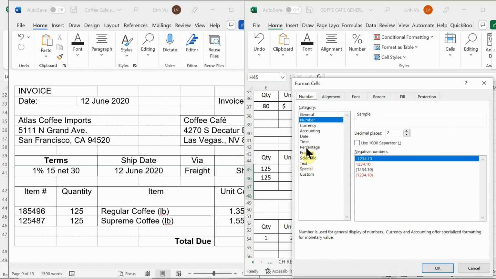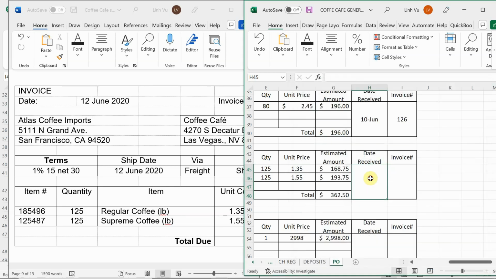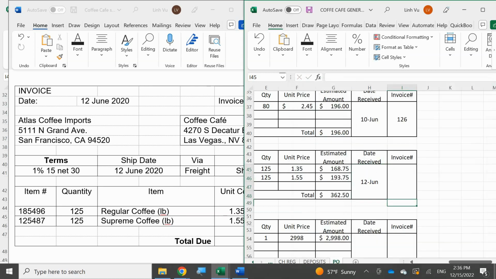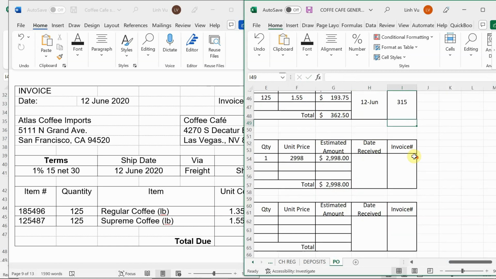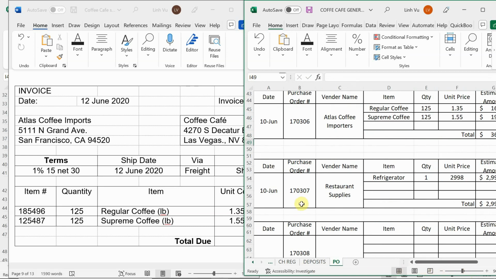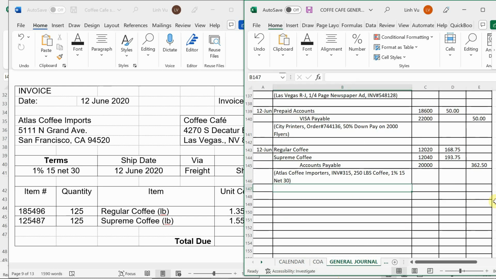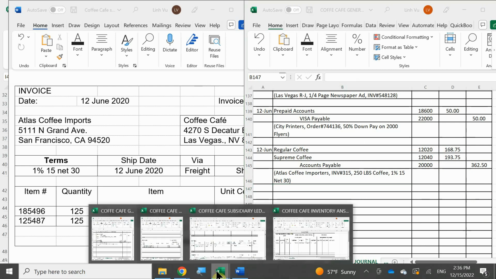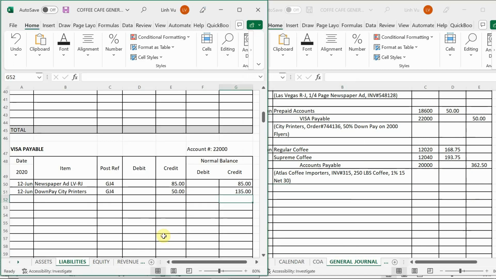So we got the date, 6/12, and then invoice 315. Okay, so then I'm good to go. I'm still pending on one more order, for the refrigerator. That's something I would most likely forget. So now that I accomplished that, I can go ahead and proceed to the next step, which is plugging it into your ledger.